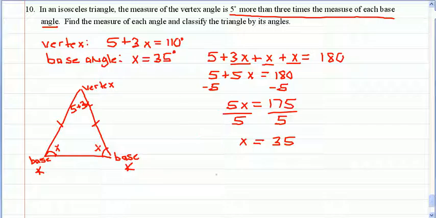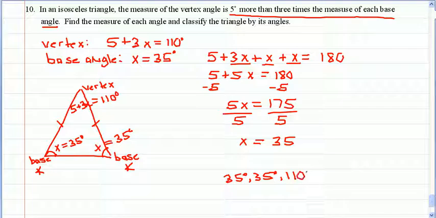So the measures of the three angles are 110 degrees, 35 degrees, so we have 35, 35, and 110. And since we have one of those angles that's greater than 90 degrees, that makes the triangle obtuse.